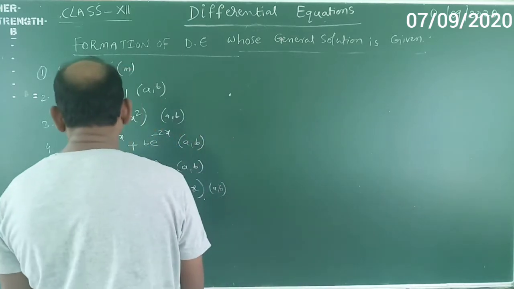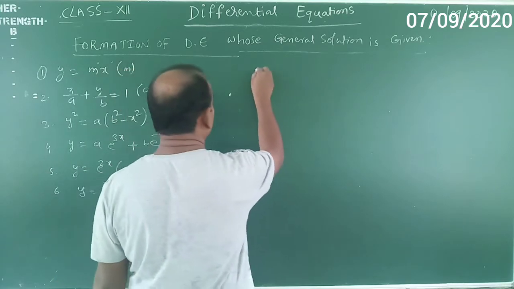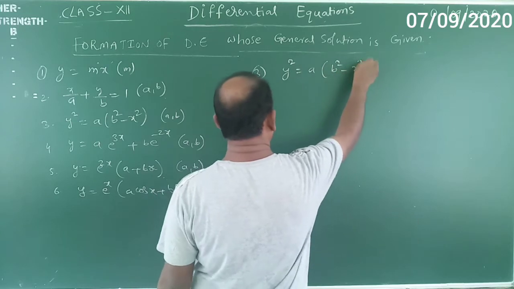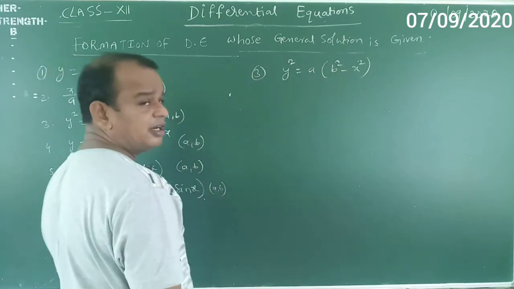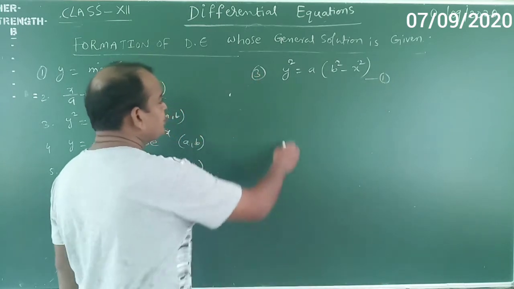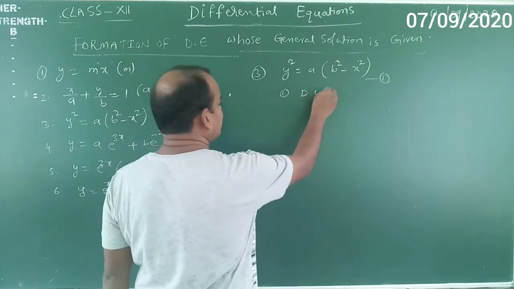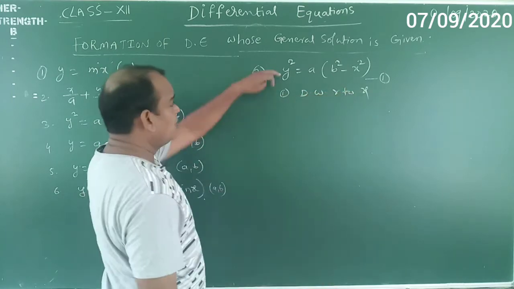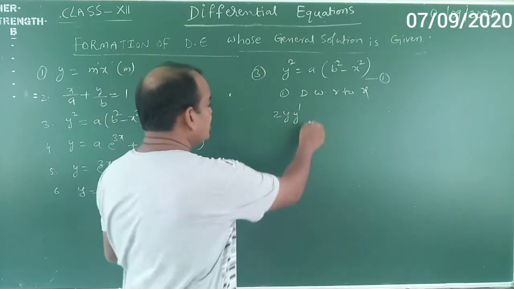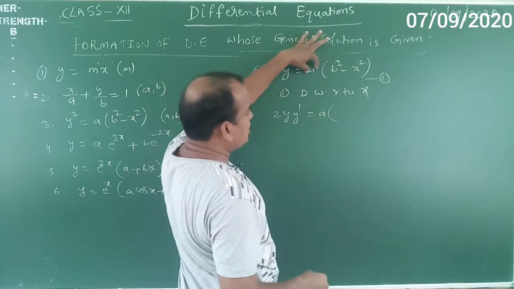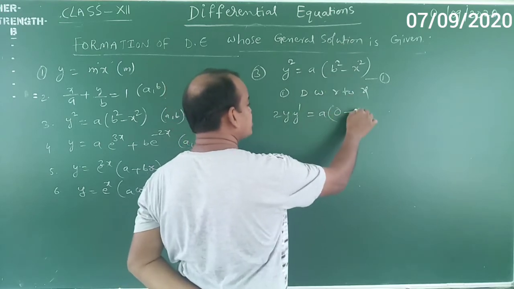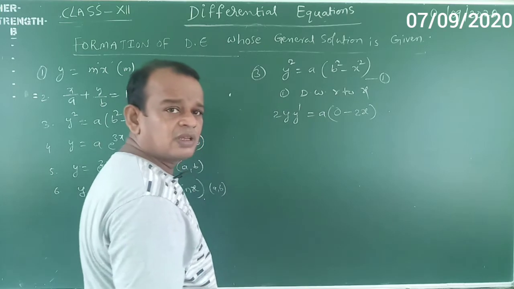Next, the third problem: y² = a(b² - x²). We will find the values of a and b, my dear students. This is equation number 1. No problem at all. Now differentiate with respect to x. The derivative of y² is 2y, and again the derivative of y is y dash, where y dash means dy/dx. Here a is constant. Remaining b² - x² is there. What is the derivative of b²? The derivative of b² is 0. Minus x² derivative is minus 2x. I hope that you understood.